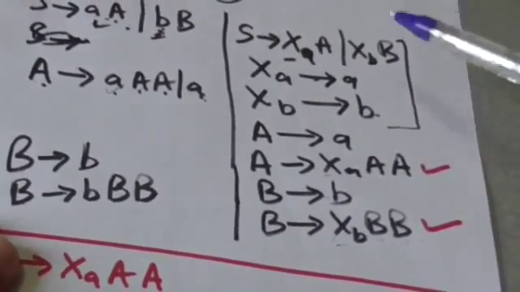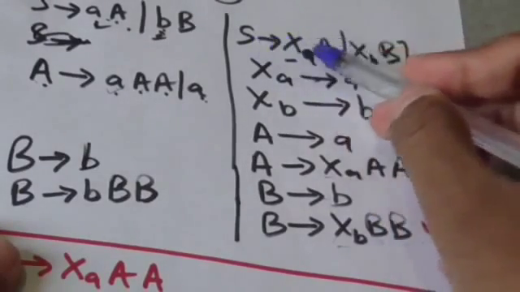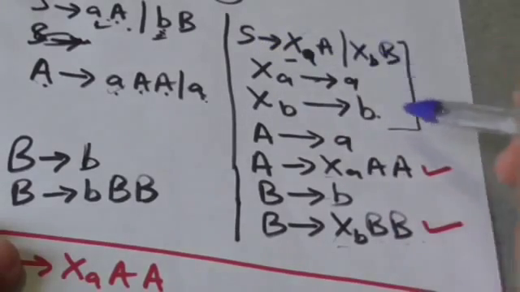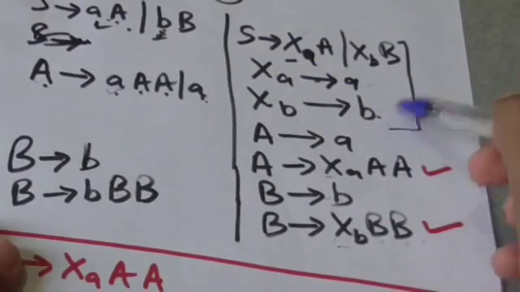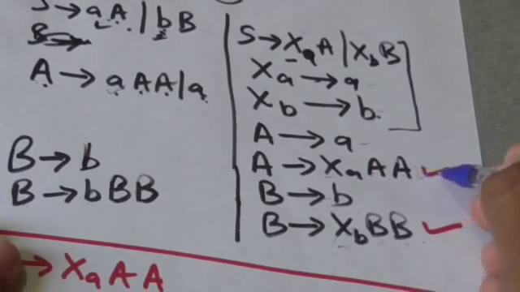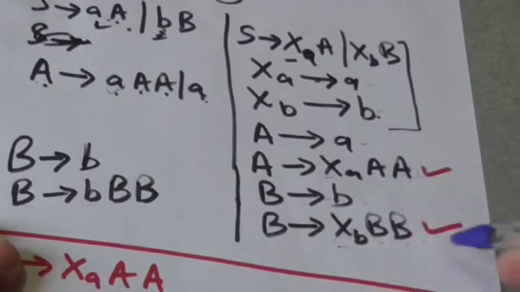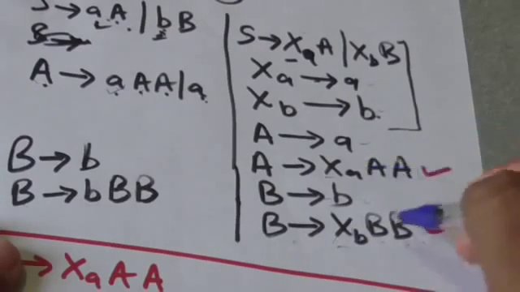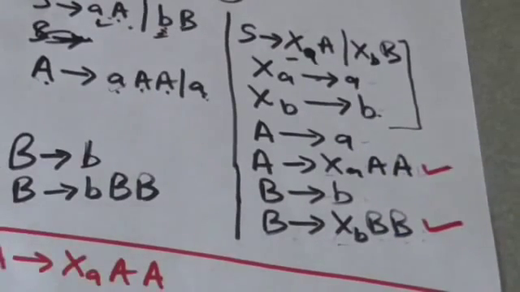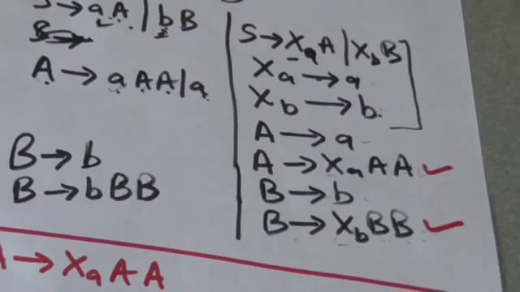Now see these productions. This production is in CNF. This production is also in CNF. This production is also in CNF. This is also in CNF. It derives A. This is also in CNF, but this is not in CNF. This is in CNF, and this is also not in CNF. So these two productions are not in CNF. Now we have to convert them into CNF.